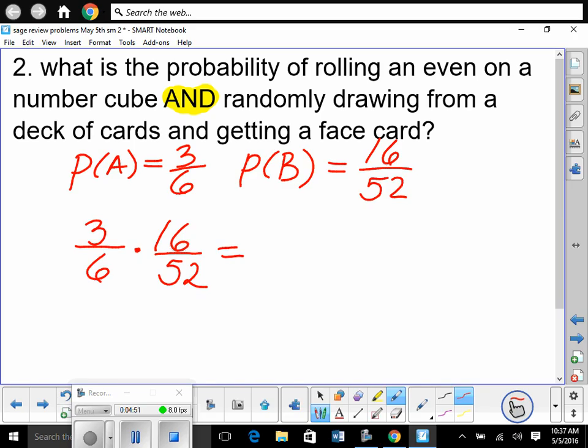Did we all get that? Yeah. Okay. So we got 2/13. That is the probability. What's also the decimal? Let's try to move both down. 2 divided by 13 would also be 0.15, right? Which is 15%. There's a 15% chance of having both of these events happen at the same time with an "and." Are we all good?